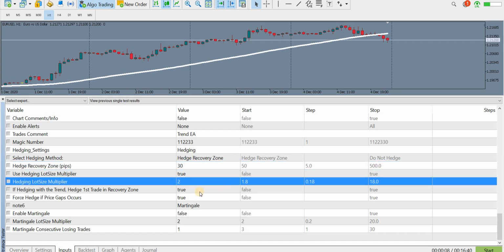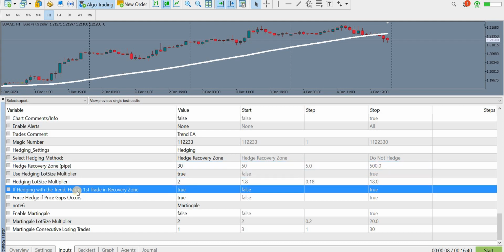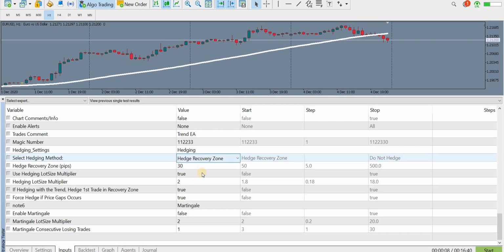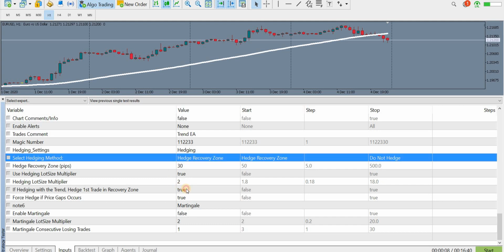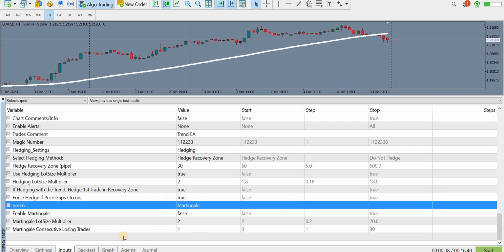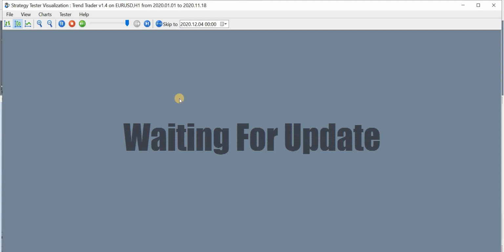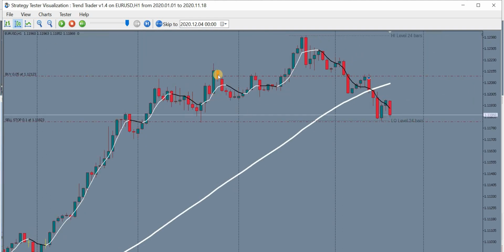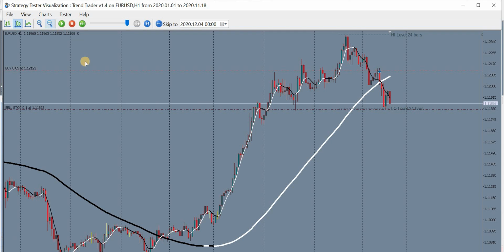I'm using the hedge multiplier, use it every time, it's set to 2. I want to hedge the first trade. This doesn't apply, actually, we are not hedging with the trend, we are hedging a recovery zone. So anyway, it didn't change. We want to force opening a hedging order if a price gap occurs and the price somehow jumps over a hedge pending order, and we're not martingaling. So all of this doesn't change, and I say let's start it and see what is happening, and I will throw in some comments here and there to explain what's happening.